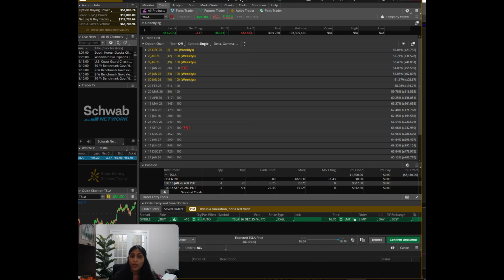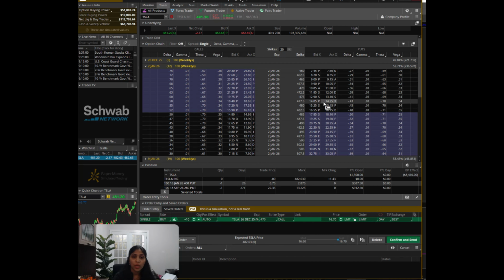And another thing we can do is cash secured puts. Cash secured puts means you are going to get the stock at a discount price. Or if you already have 100 shares of a particular stock like Apple or Nvidia, any stock, and you want to do covered calls, you can do covered calls where you will get the premium. I'll quickly show you those things.